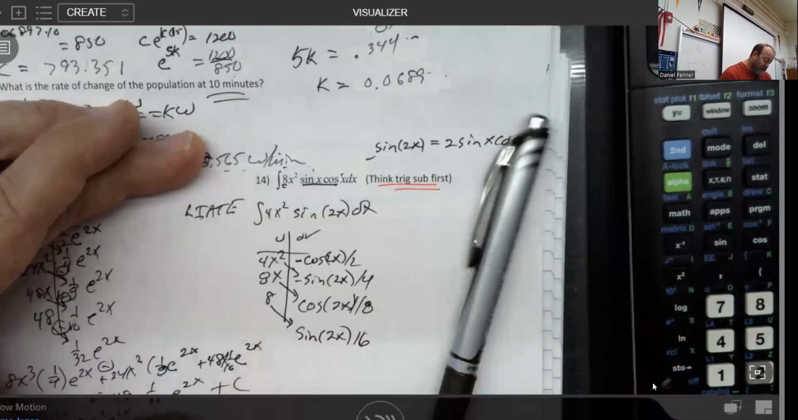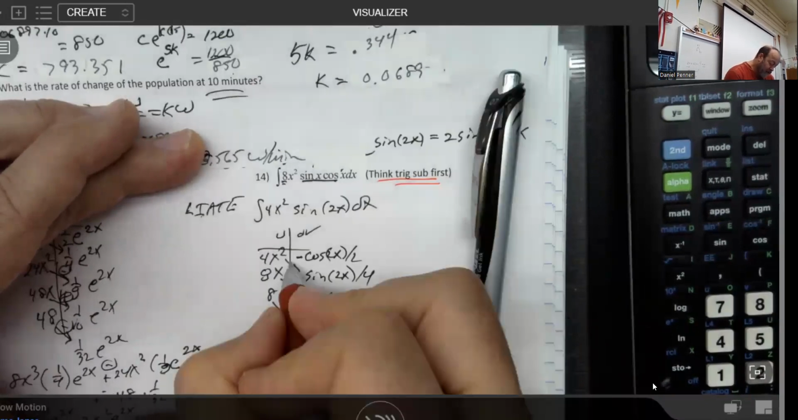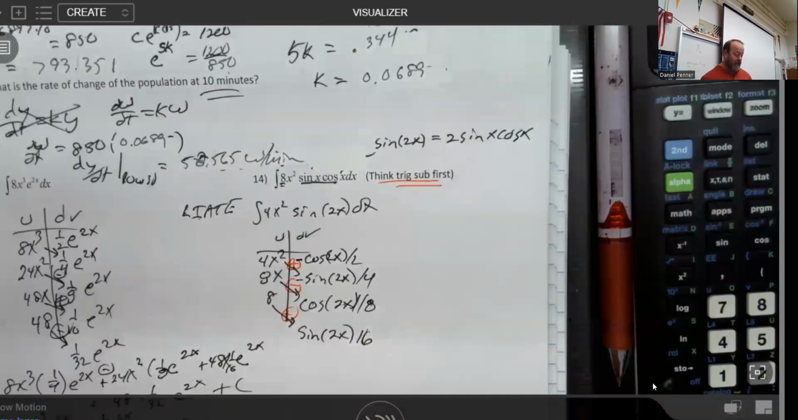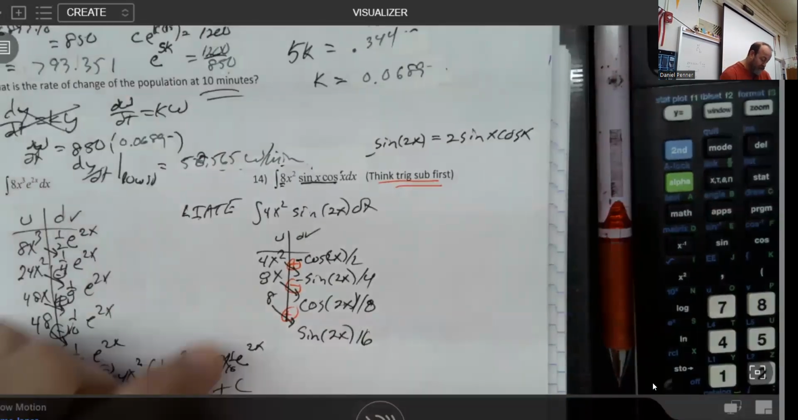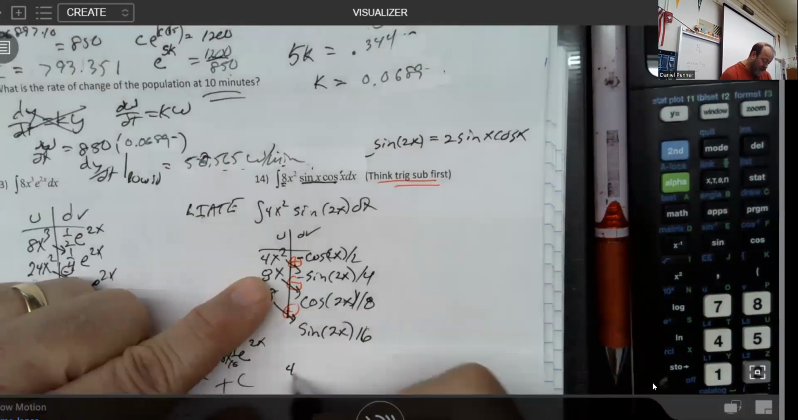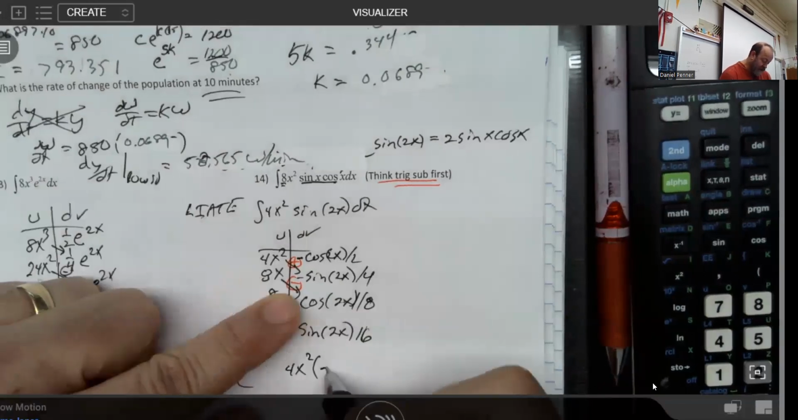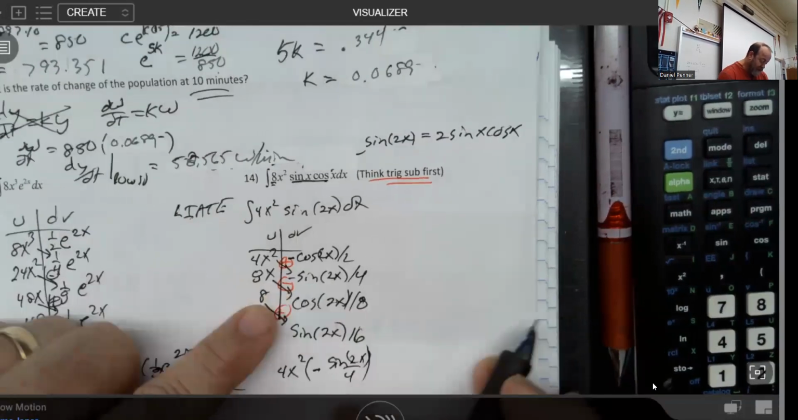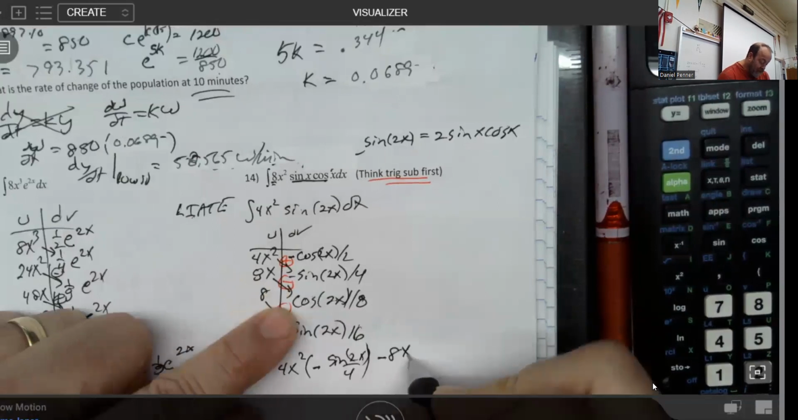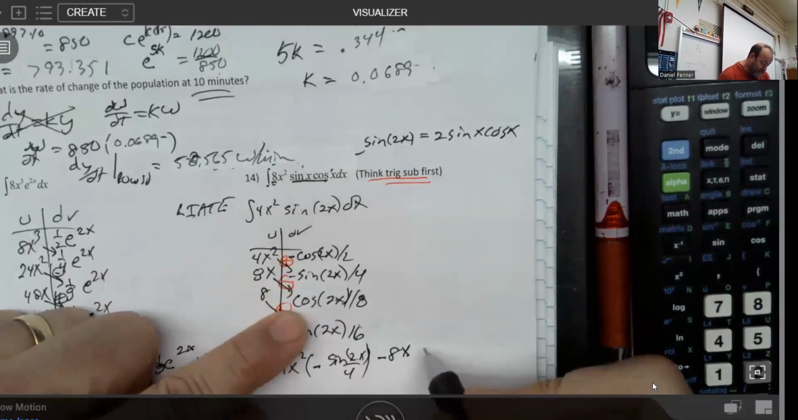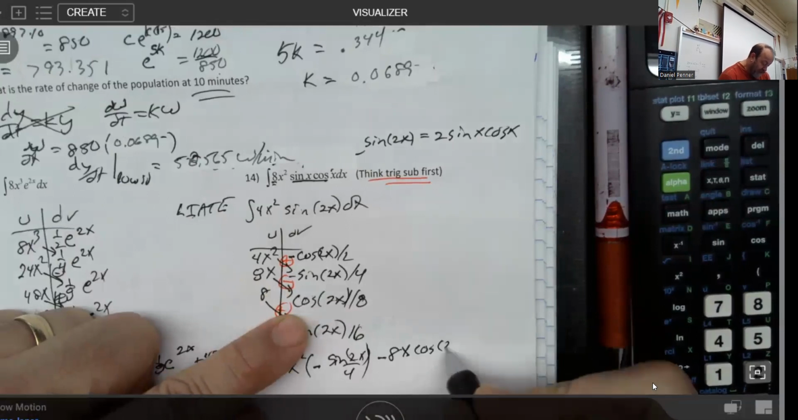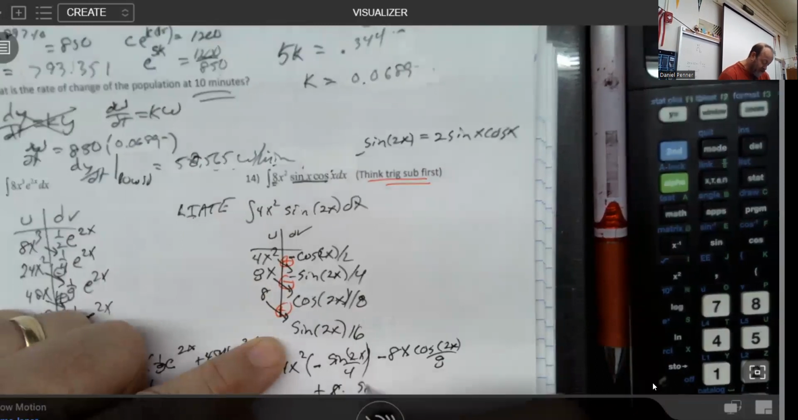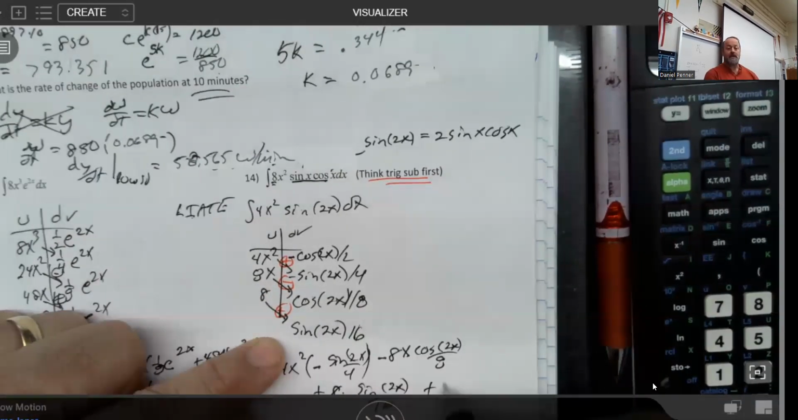And remember, the first and the last are going to be pluses, and this middle one is going to be a minus. And there's a lot of minuses at play in that story. So my first pull is 4x squared times negative sine of 2x over 4, minus 8x times the cosine of 2x over 8, and then plus 8 times the sine of 2x over 16 plus c.